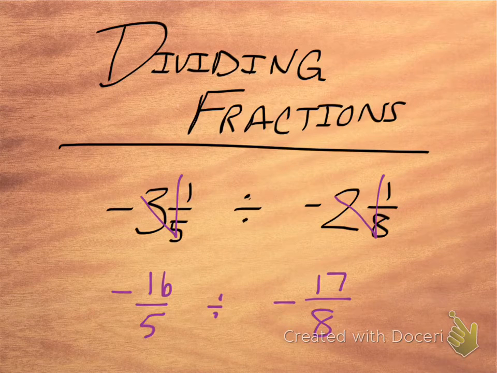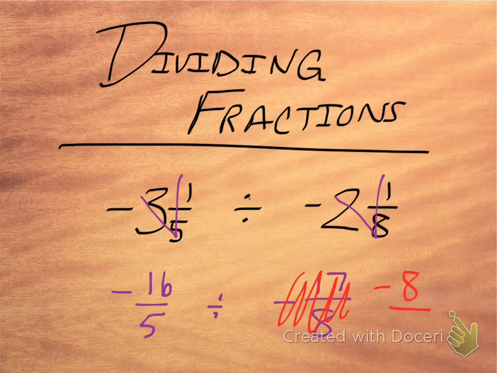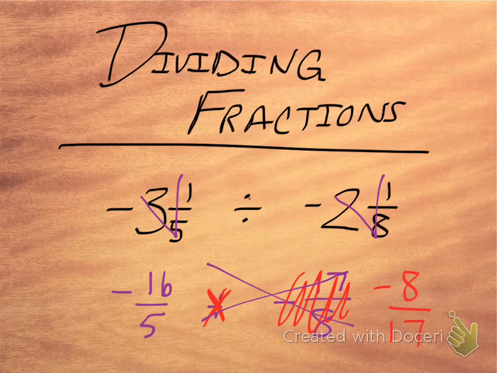Okay, now I'm going to go back and skip, flip, stays negative, and multiply. Do 8 and 5 have anything in common? I'm looking at cross simplifying. They do not. 16 and 17 do not. So I cannot simplify, which means whatever answer I get, that's going to be my answer. I don't have to do any work on the back end for this.